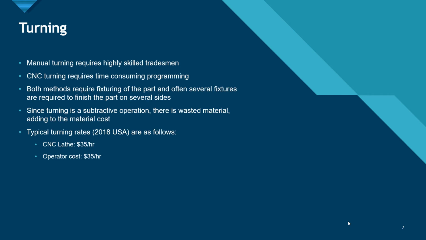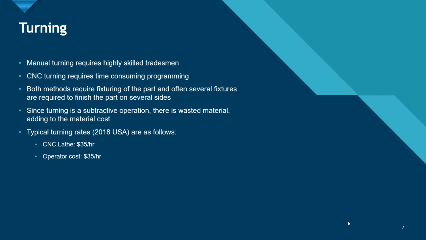As with milling, turning requires a highly skilled tradesman. CNC programming can be time-consuming, and both methods will require fixturing of the part for at least one or more setups. Since turning is a subtractive operation, there is also wasted material, which adds to the cost.